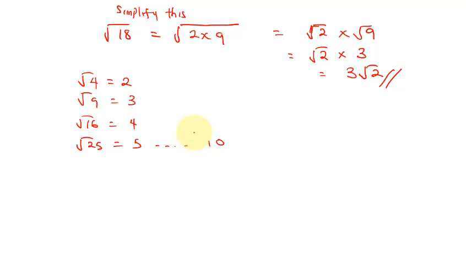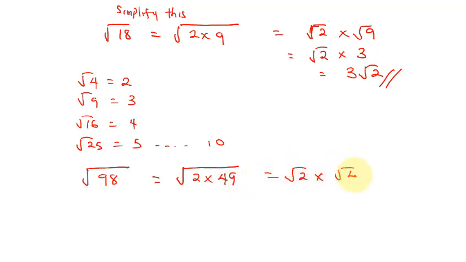Now, another example we are going to be solving. Let's evaluate root 98. So what is 98? What is the closest number that has to do with squares that you could use to get factors of 98? I think here it's going to be 2 times 49. And you recall that 49 is a perfect square. So this is the same thing as root 2 times root 49. Now this is the same thing as root 2 times 7, and my final answer is going to be 7 root 2.